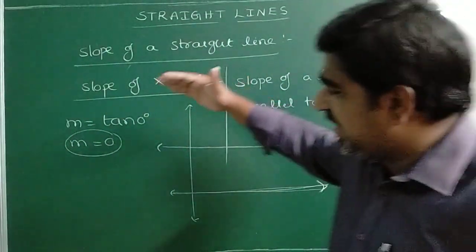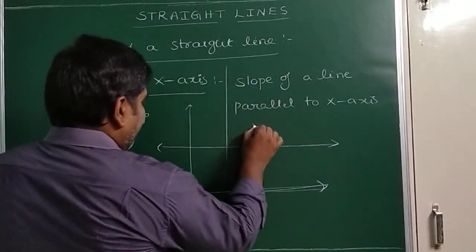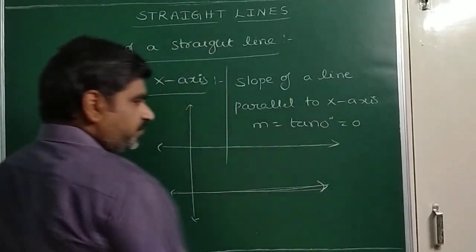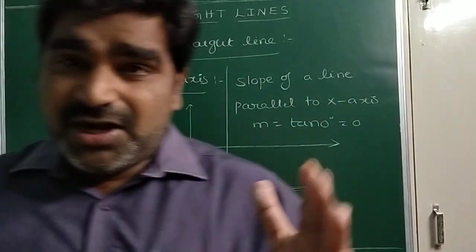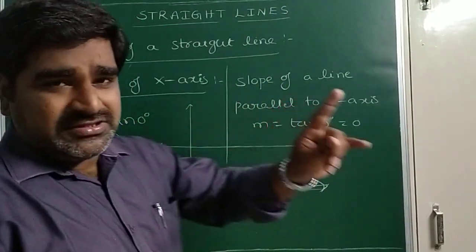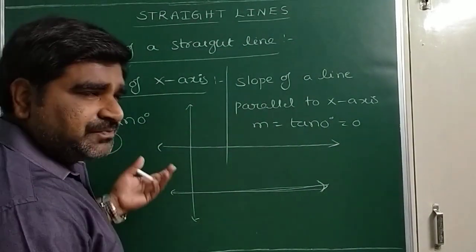So the slope of x-axis is 0. The slope of a line parallel to x-axis is m equals tan 0, that is equal to 0. So the slope of a line parallel to x-axis is 0. The slope of x-axis is also 0. Right? This is from definition.